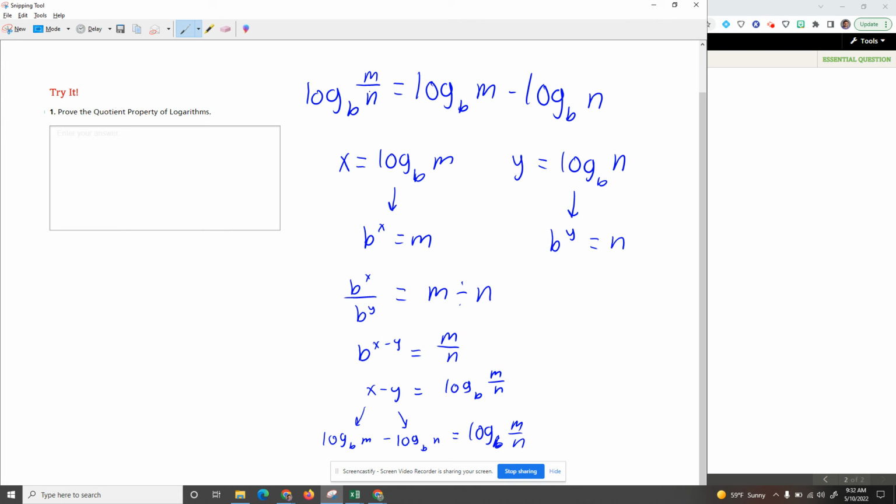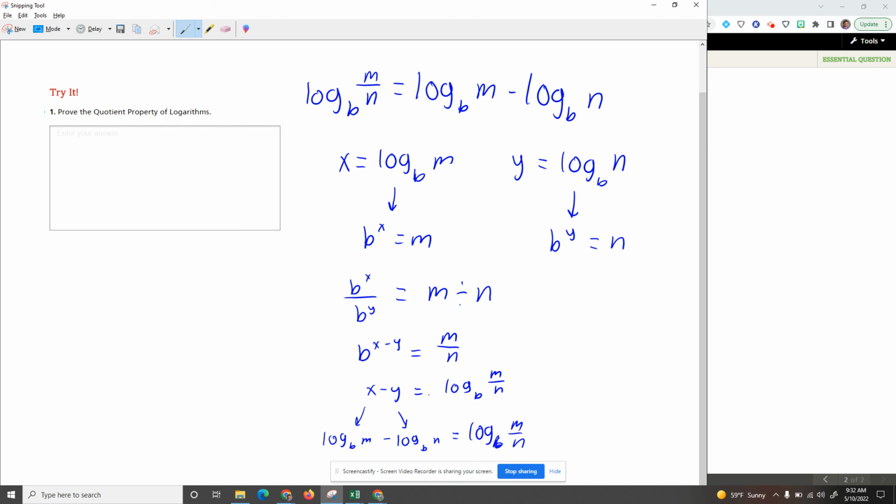So the quotient property of logs is, division on the inside is subtraction on the outside, right? So we're going to take log base b of m, set it equal to x, log base b of n, set it equal to y, convert those to exponential equations. So you have b to the power of x is equal to m, b to the power of y is equal to n. So if I divide b to the power of x and b to the power of y, that should equal m divided by n, right? When you have like bases and you're dividing, you subtract the exponents. So now the exponent on b is x minus y, and that's equal to m divided by n.